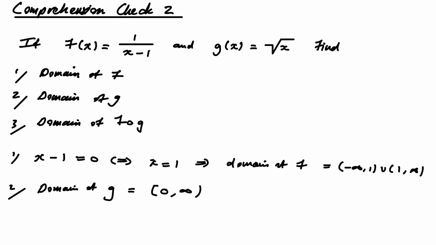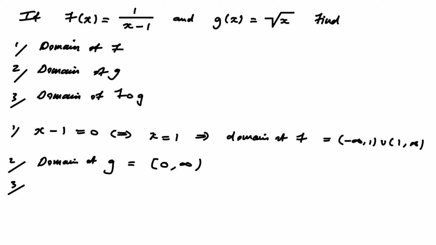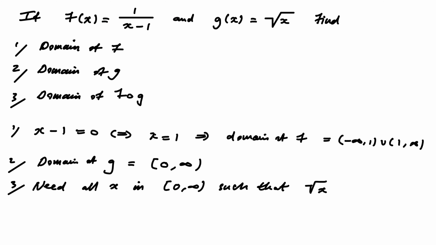So to work out the domain of the composite, let's do it like we did in this more difficult previous example. We need to work out all the things in the domain of g such that g of x is in the domain of f. So we need all x in the domain of g such that g of x, so that's square root of x, is in the domain of f. So that's this guy.